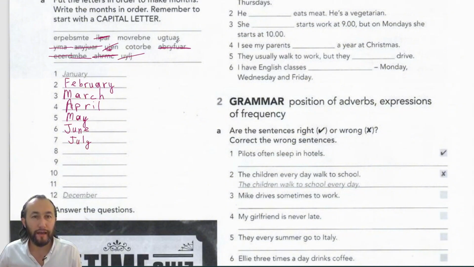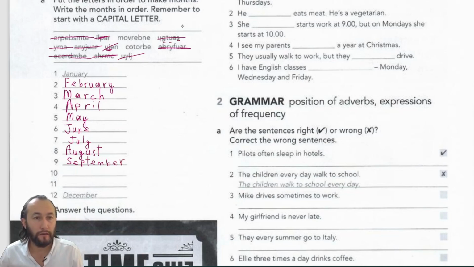S-U-G-T, so that must be August. So we're going to start with A capital, and U, and then G, U again, S, T, and we're good. Now, number 9, the 9th month after August is September. September, so S capital, E, P, T, E, M, B, E, R, September, right?